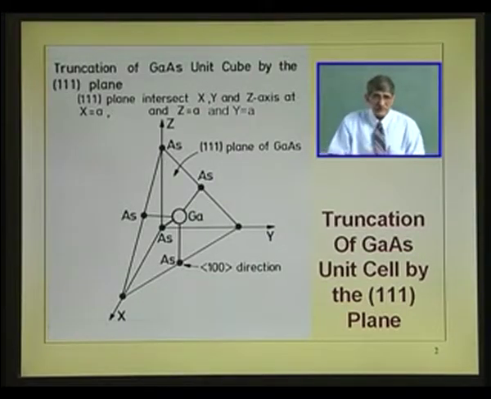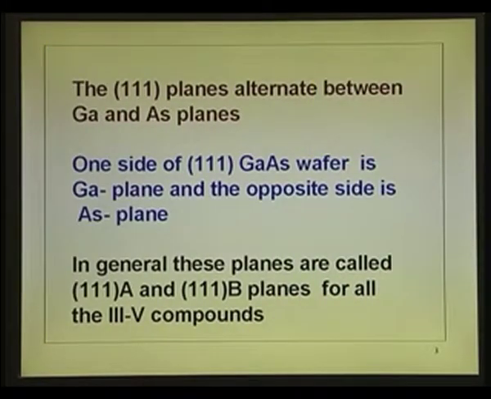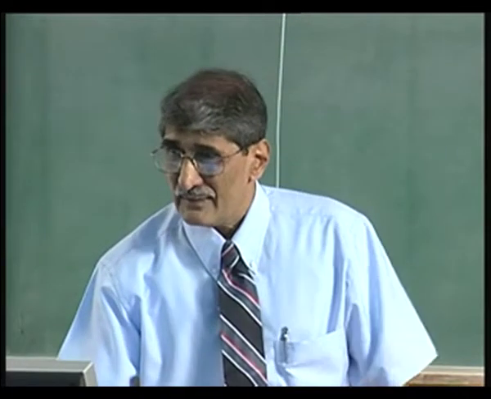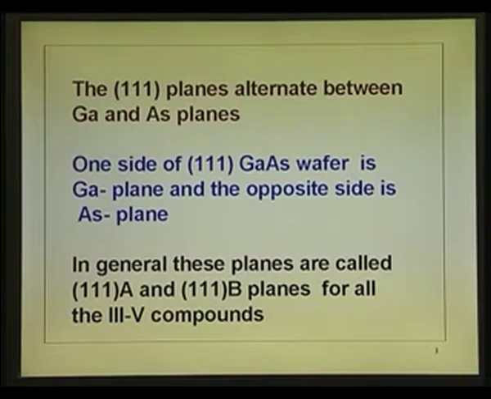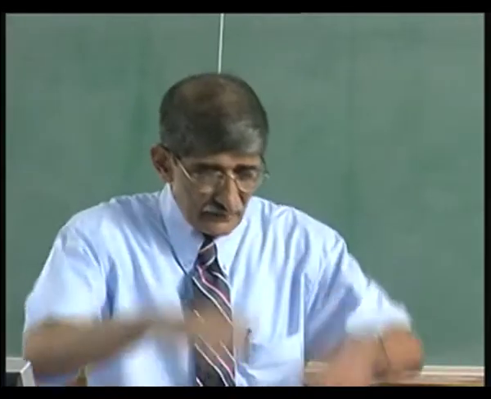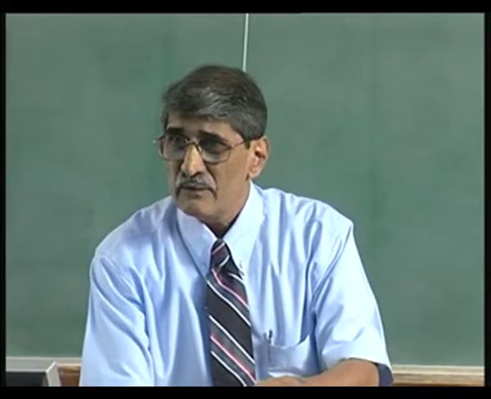So, if you look at the entire wafer on one side of the 1-1-1 plane, or a 1-1-1 gallium arsenide wafer, you have gallium plane on one side, go on alternating, and at the other extreme end you have the arsenic plane, because it can never remain arsenic on both sides. Starts with gallium, ends with arsenic on the other surface. In general, even for indium phosphide, you start with indium, and the other end of the 1-1-1 plane is phosphorus. So, to keep the general term for these 3-5 semiconductors, when you take a 1-1-1 oriented wafer, you call one surface 1-1-1A and the other 1-1-1B.